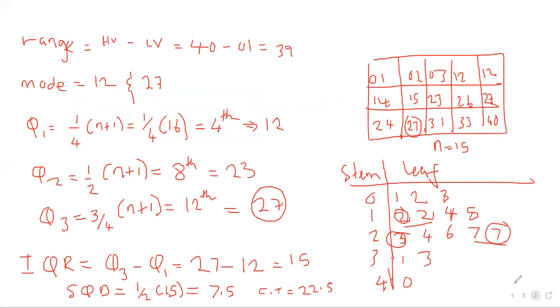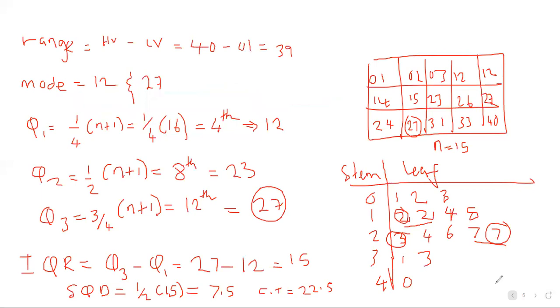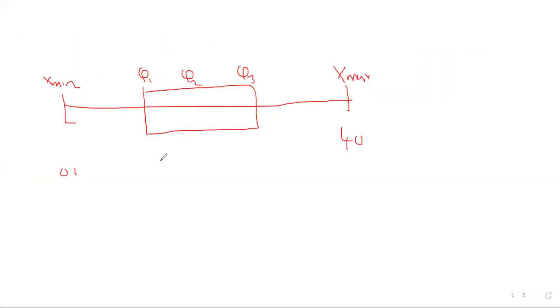So what is our X min? X min is 1 and X max is 40. And what is our Q1? 12, 23, 27.